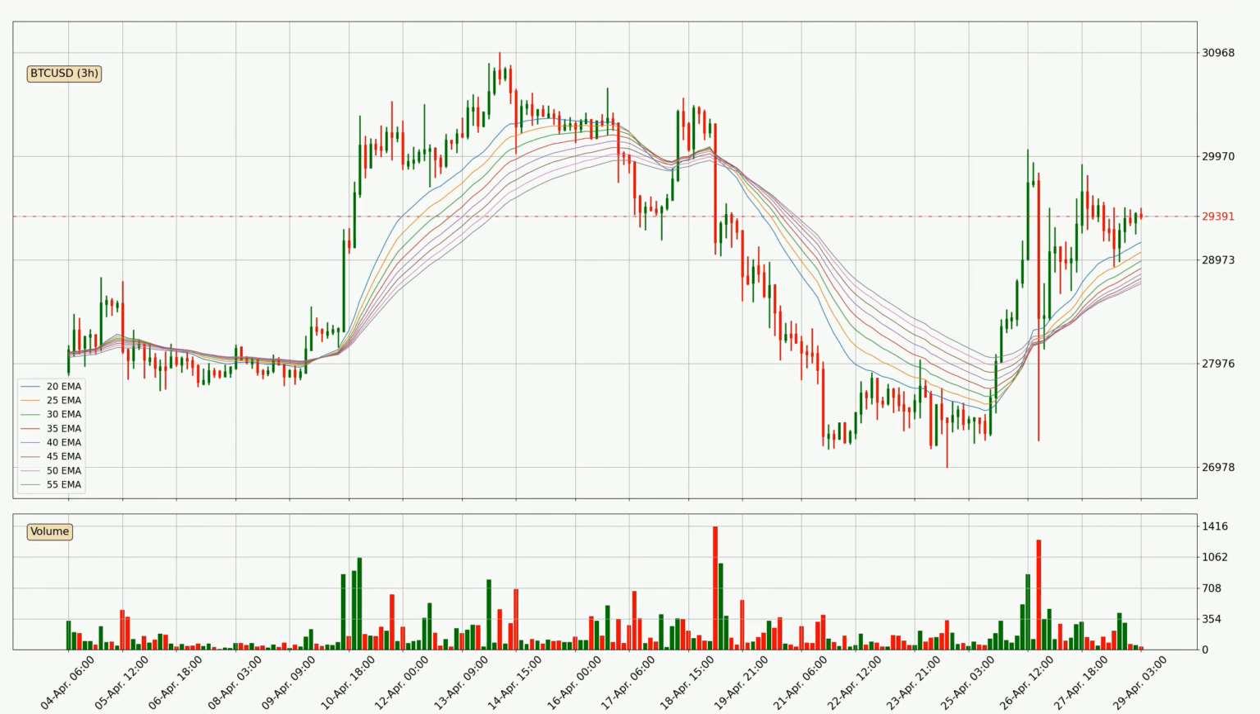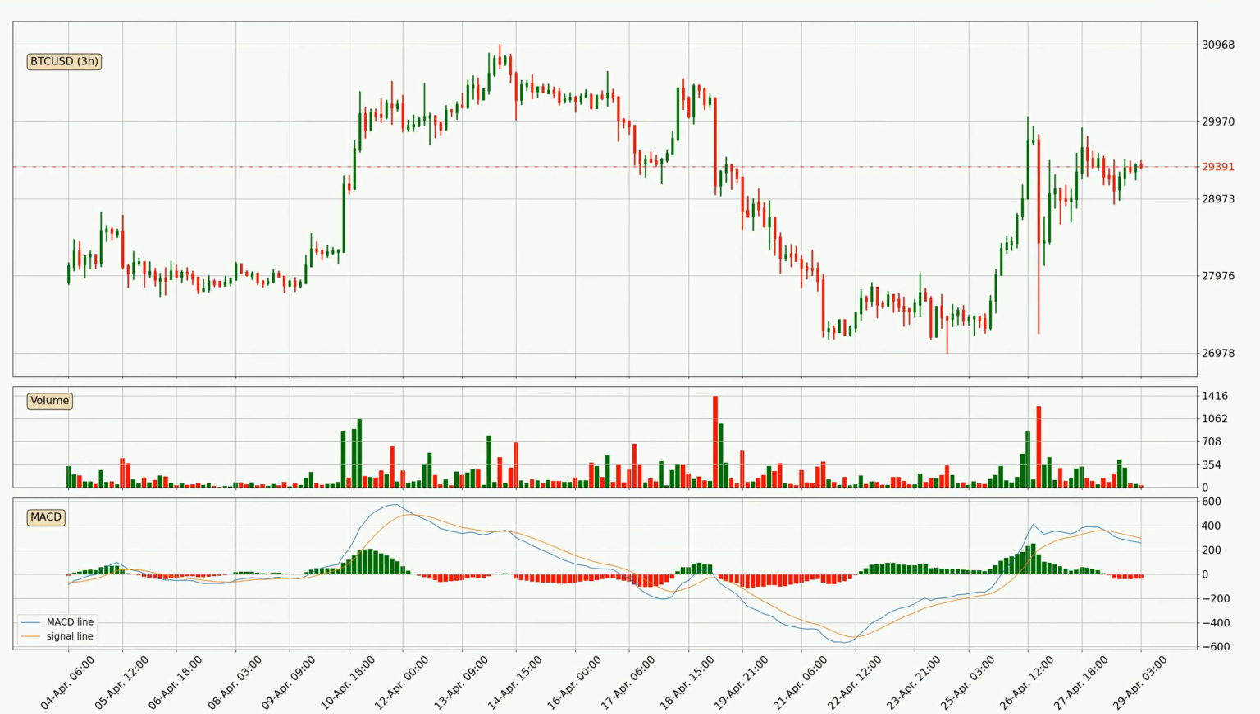Looking at the 3-hourly MACD, the MACD line is below the signal line, which shows that the current trend is on the downside. But it's expected for the price to remain the same for some time because the MACD histogram shows that the momentum at the moment is shifting upwards. You should wait and see if the MACD line will cross the signal line, which will be bullish.